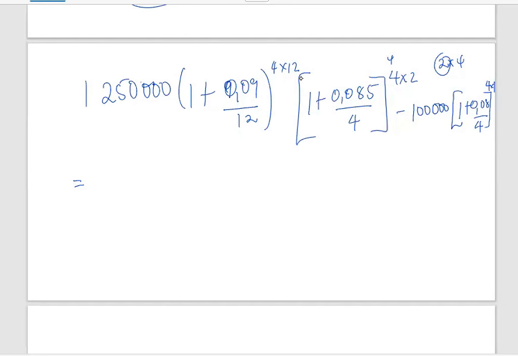Now we are subtracting 100,000 into 1 plus 8.5% over 4 to the exponent of just 1. Okay, so what I'm getting is 2,008,265.87. So this is what's going to be within the account after that period of time.